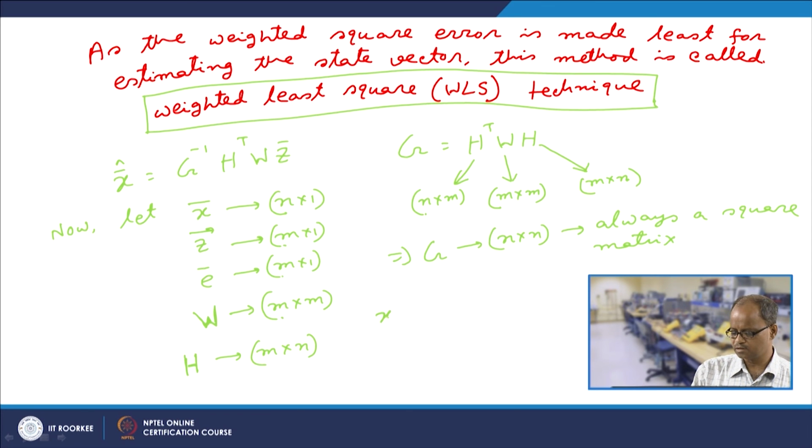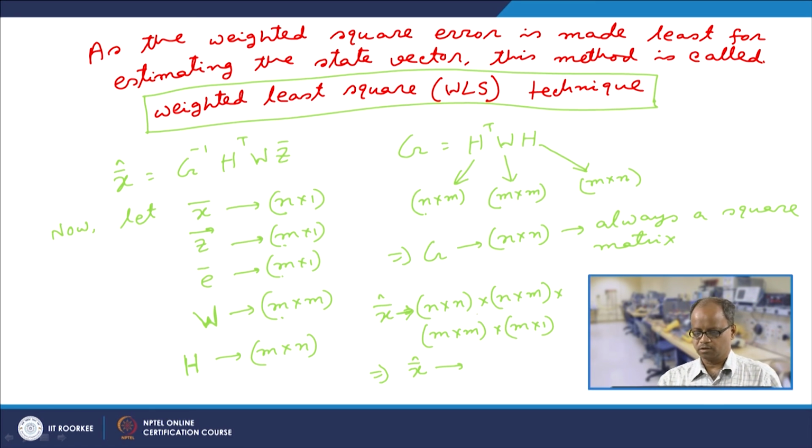So, what would be the dimension of the x vector? G inverse is n cross n, H transpose is n cross m, W is m cross m, and Z is m cross 1. So, n cross n, n cross m, m cross m, m cross 1, ultimately x is n cross 1, as it should be. Therefore, we have obtained the expression of the estimated values of the state vectors by minimizing the weighted squared error. So, essentially we finish today. In the next lecture, we will continue to see the other aspects of this particular method. Thank you.